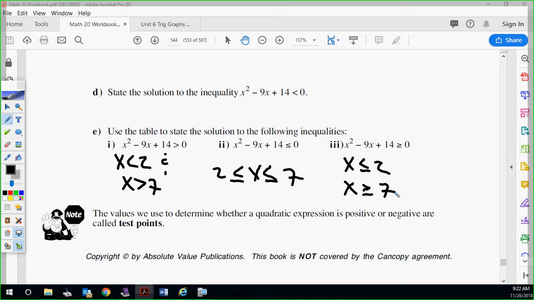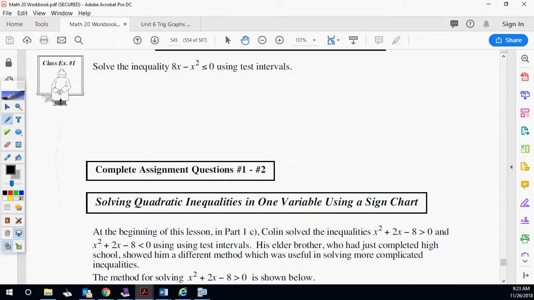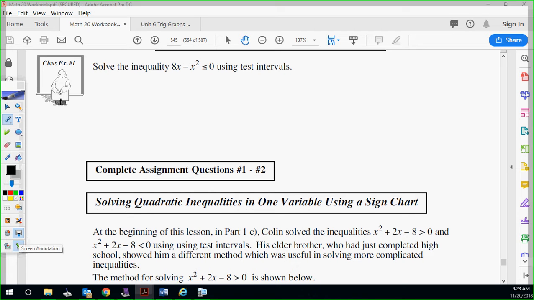All right, a couple more here. So then they kind of put it into a chart for you. We'll look at it a little bit. Let's do this one first. All right, solve the inequality 8x minus x squared less than or equal to 0 using test intervals. First thing I want to do is factor.